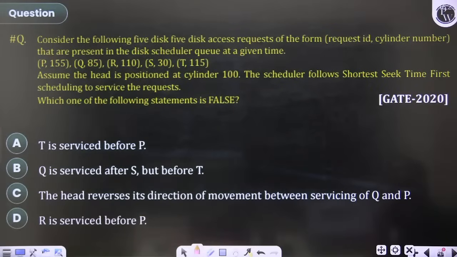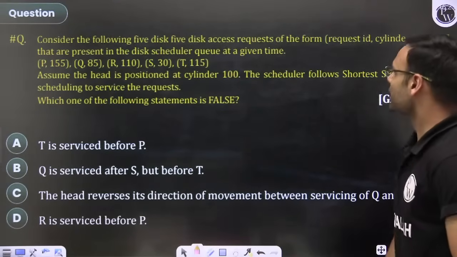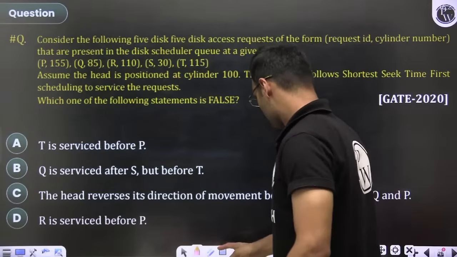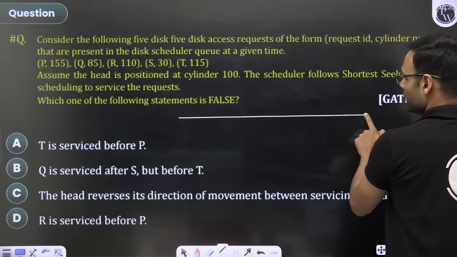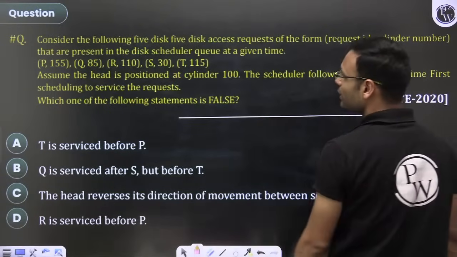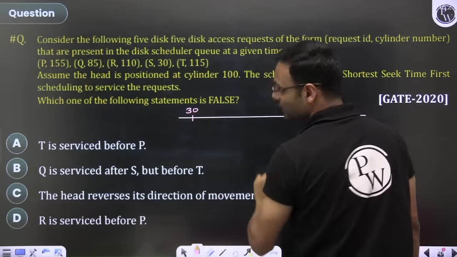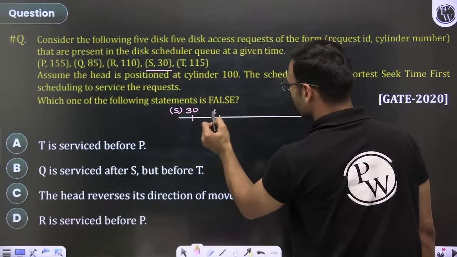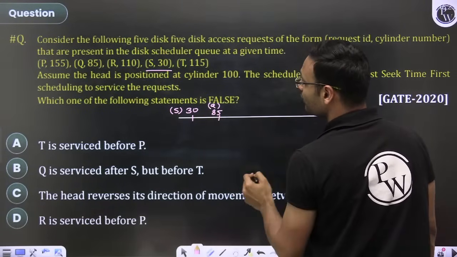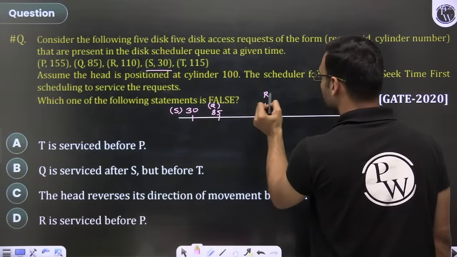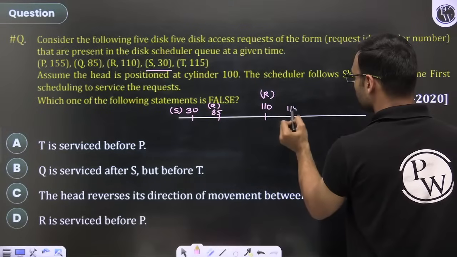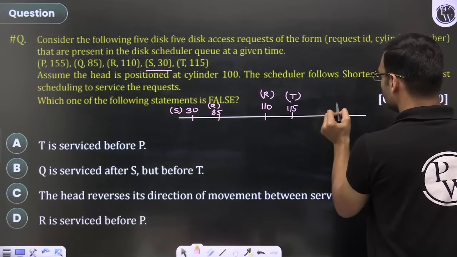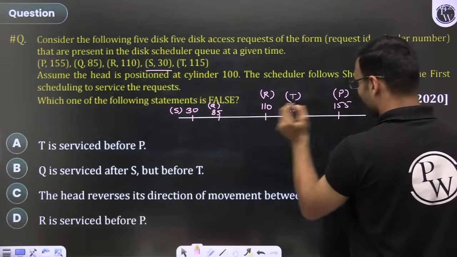Consider the following 5 disk access requests. Form request ID, cylinder number, and PQRST. Head is positioned at cylinder number 100. Okay, let's go with this. Whatever requests we have, I'm marking them in sequence: 30, then this is S. Then next is 85, which is Q. Then we have 110, R, 115, T, and P, 155. My current head is at 100.